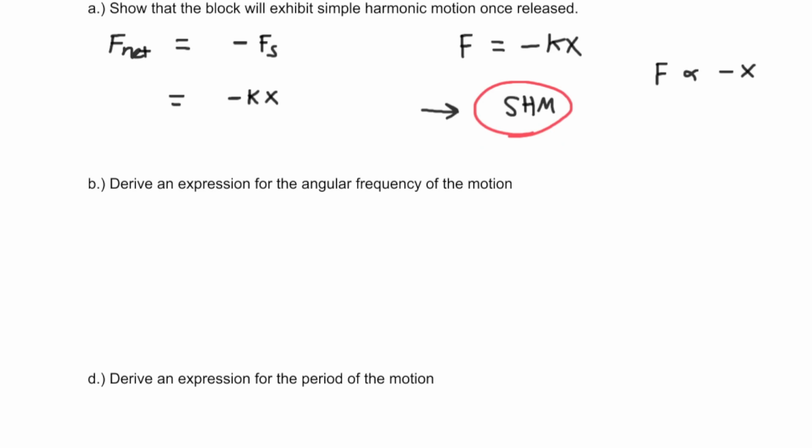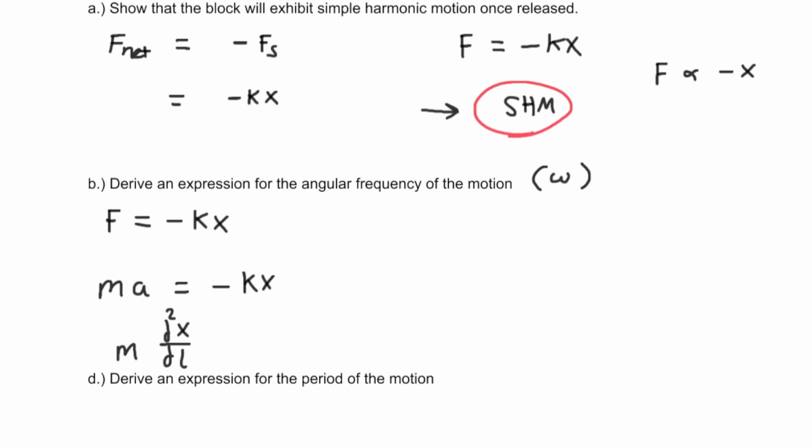Now we want to derive an expression for the angular frequency of the motion, which is omega. So to learn about things like frequency and period for simple harmonic motion, what we want to do is set up the F equals ma equation. So we know that F is equal to minus kx. But also, we know that F is equal to ma. So ma is equal to minus kx. But also, we know the relationship between a and x, so we have m times the second derivative with respect to time is equal to negative k times x.